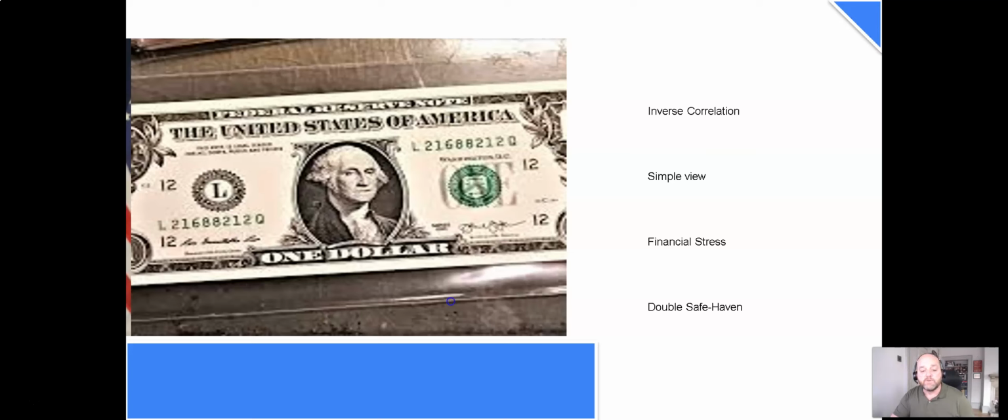Gold's correlation with the US dollar is one crucial piece of the puzzle, but as we noted above, there are many other factors that drive gold's value.